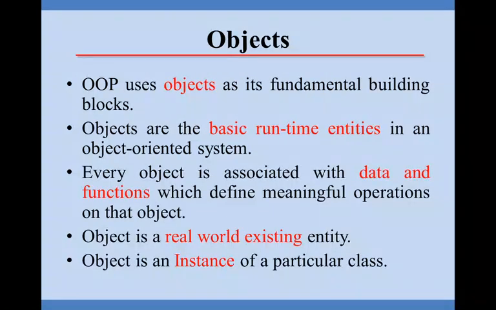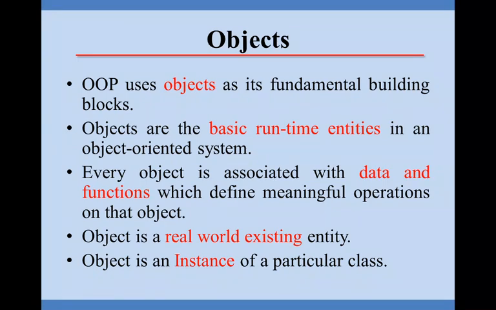Okay. Now let us discuss more about objects. So OOP uses objects as fundamental building blocks, as we have discussed on the previous slide. The fundamental block is an object. Every object consists of data and a function. Objects are the basic runtime entities. So whenever we are executing a program, after that execution or after that run, objects will be communicating with each other using messages. They'll be accessing or demanding data from each other.